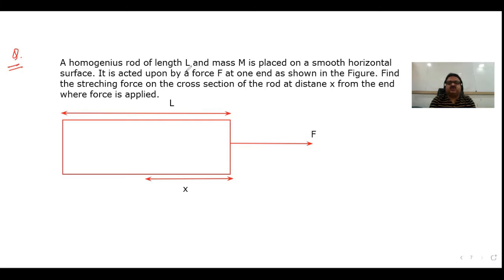A homogeneous rod of length L and mass M is placed on a smooth horizontal surface. It is acted upon by a force F at one end as shown in the figure. Find the stretching force on the cross section of the rod at a distance x from the end where the force is applied. We'll solve this problem by using the concept of motion of bodies in contact.